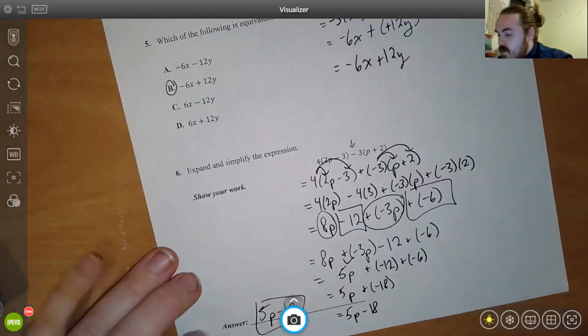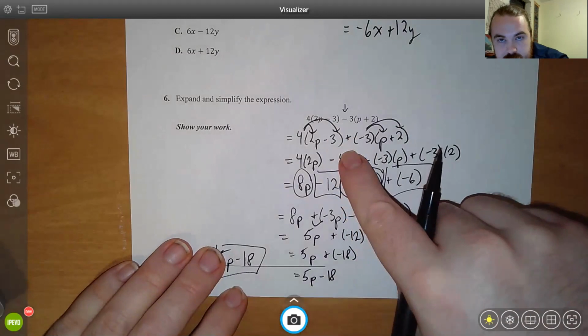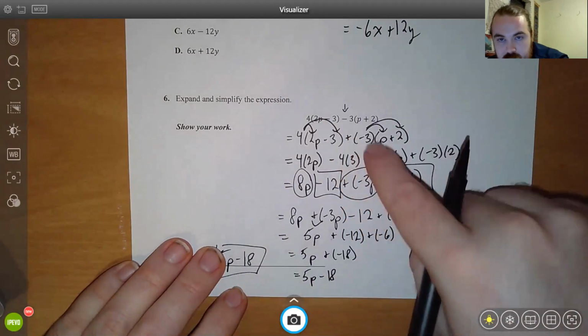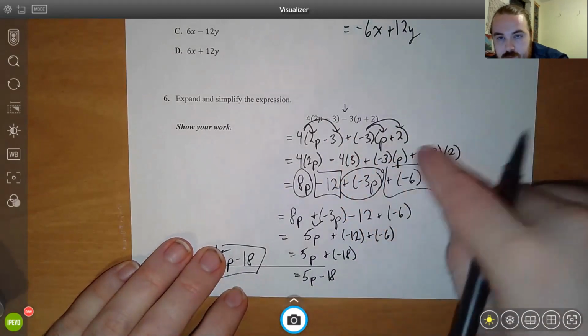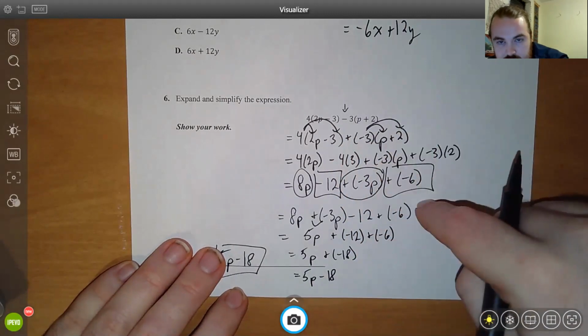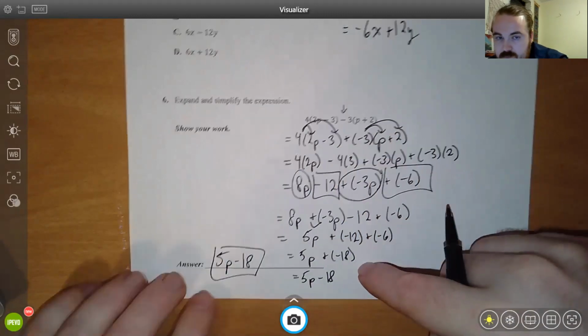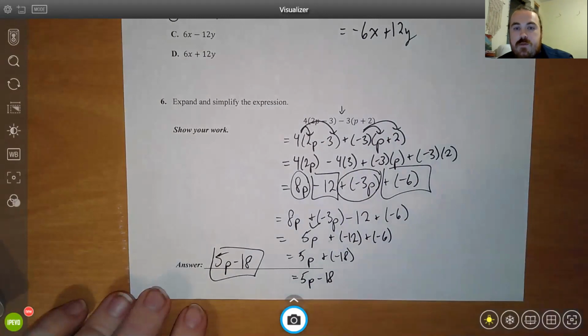Again, this is the one that people will struggle with the most. First of all, rewrite it as adding the opposite, adding the negative, so you can distribute the negative properly. Show the multiplication out, do your boxes and circles, rearrange it, combine like terms, make it easier for yourself. Always just trying to make it easier for yourself. Make it 5p minus 18.